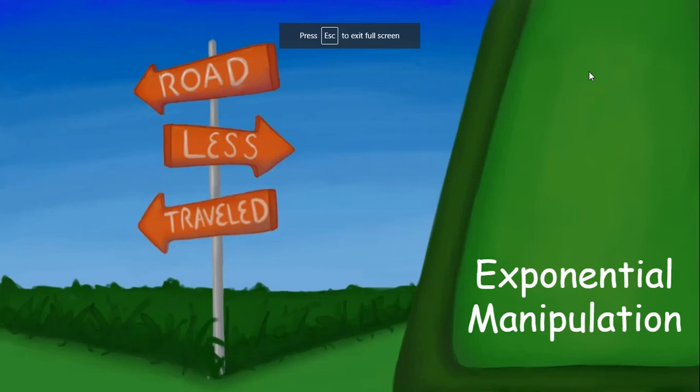Hello everyone, and welcome to our lesson on exponential manipulation. Our learning target is: I will be able to rewrite exponential expressions in equivalent forms.